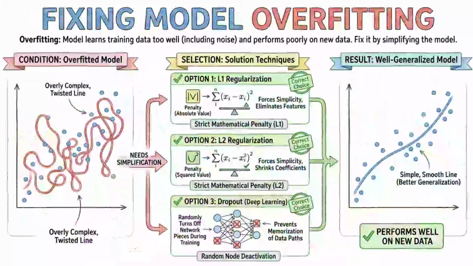To successfully fix an overfitted model, you must use mathematical techniques called regularization, which essentially force the algorithm to keep its mathematical formulas simple. 2 heavily tested forms of regularization are L1 and L2, which add strict mathematical penalties to the model if it tries to draw overly complex, twisted lines through your data. If you are specifically using deep learning neural networks, you can fix overfitting by using a brilliant technique called dropout, which randomly turns off small pieces of the network during training so the model cannot maliciously memorize the exact data paths. Knowing that regularization and dropout are the primary weapons against overfitting is absolutely essential for the exam.